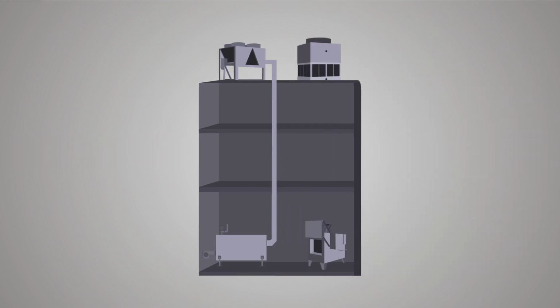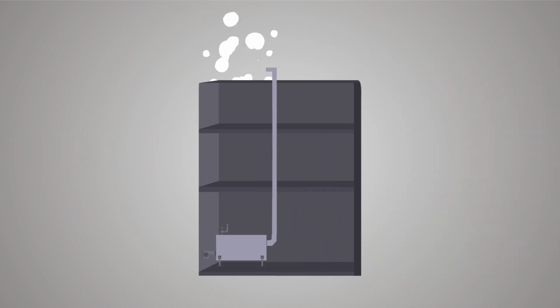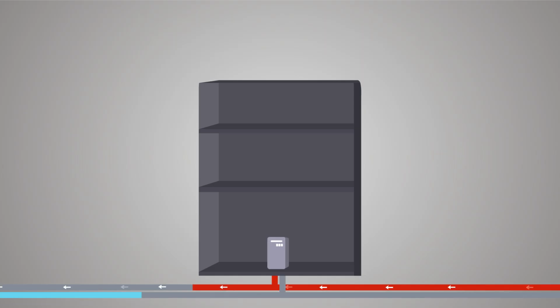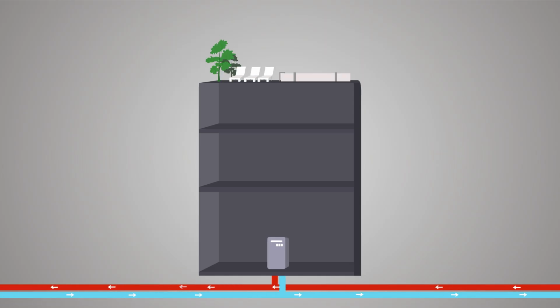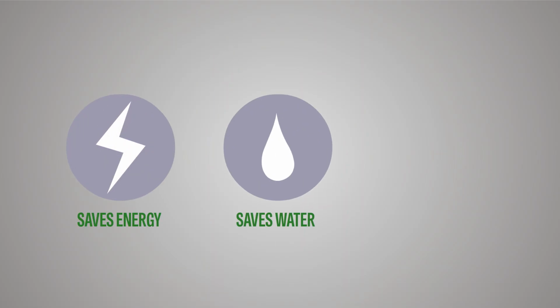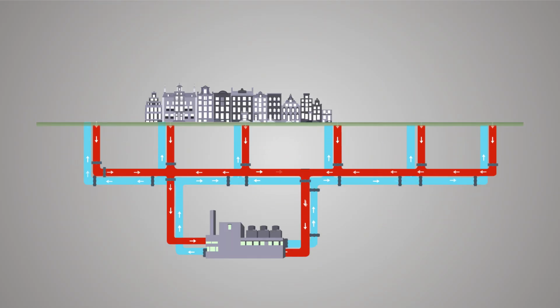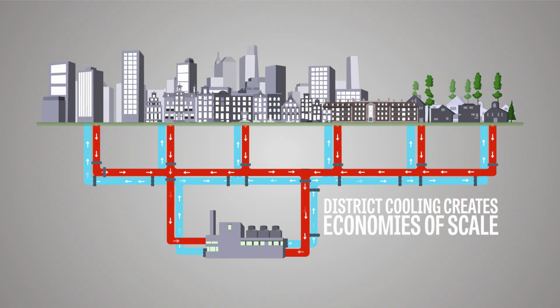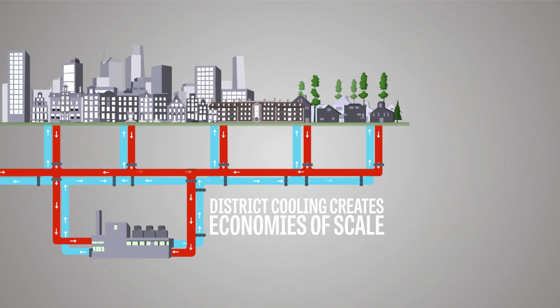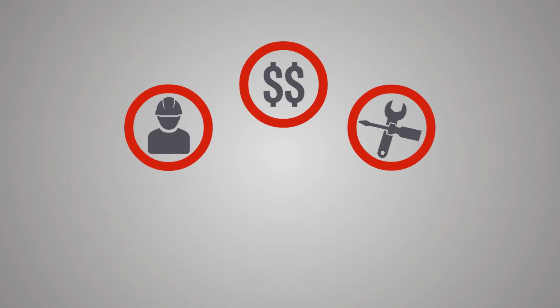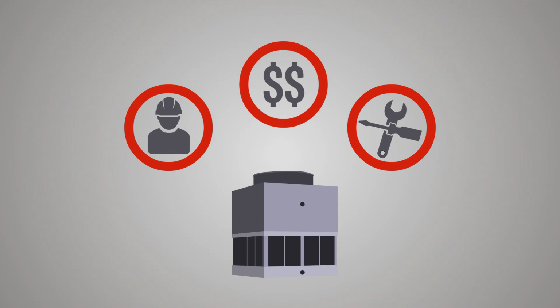District cooling avoids the capital costs of installing chillers and cooling towers and frees up valuable rooftop and building space. District cooling saves energy and water and reduces emissions. By aggregating the cooling needs of multiple buildings, district cooling creates economies of scale. Sunk costs and operational costs associated with oversized individual chiller plants are avoided.